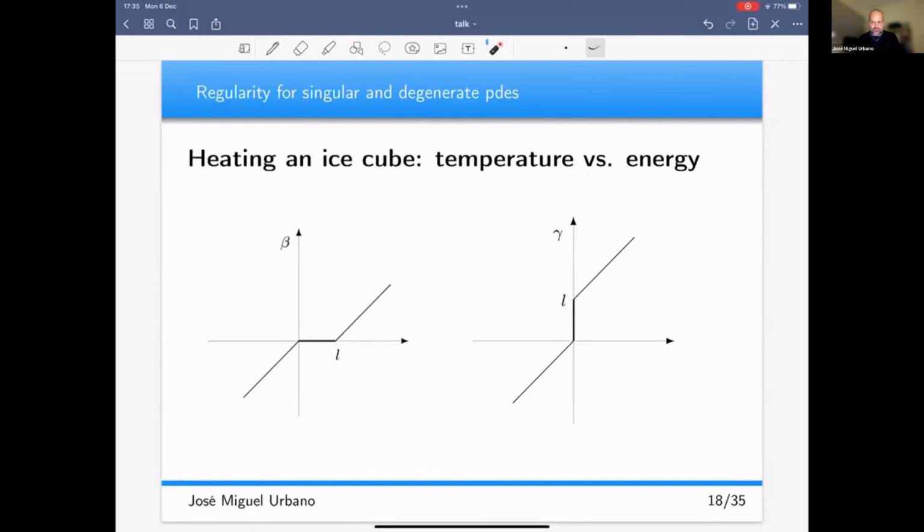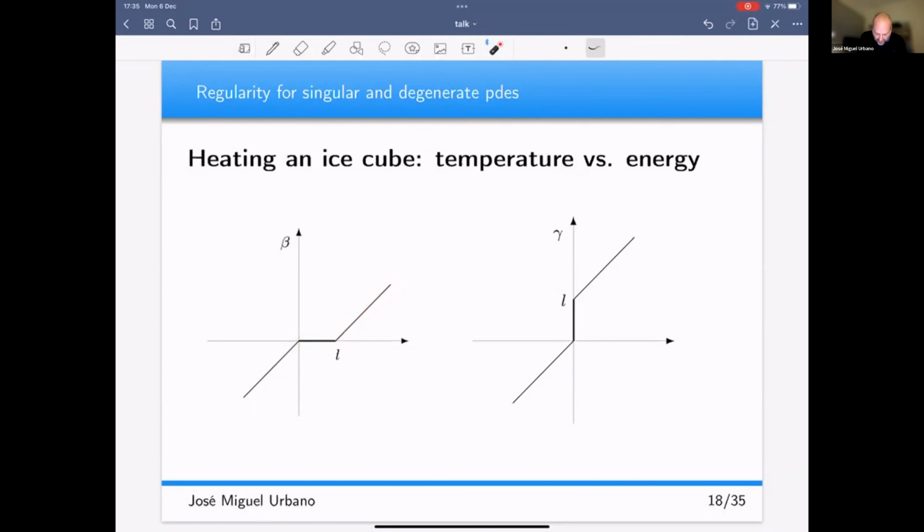So let me briefly explain the physics. Suppose you have a unit mass of ice, for example, this little cube of ice, and you give energy to it. As you give energy to the system, you see that the temperature goes up, of course, until you reach, say, 0. And then if you continue to give energy to the system, you see that the temperature remains at 0 for a while, and only after a certain amount of energy is given to the system does it start going up again.